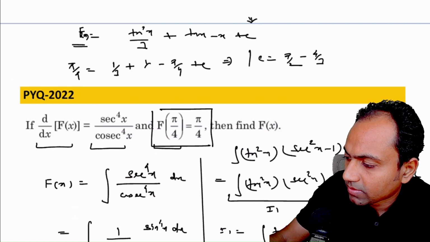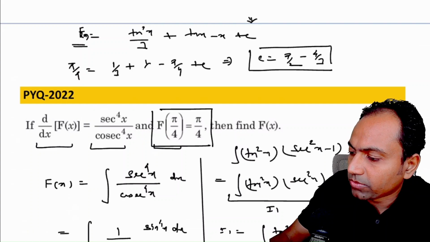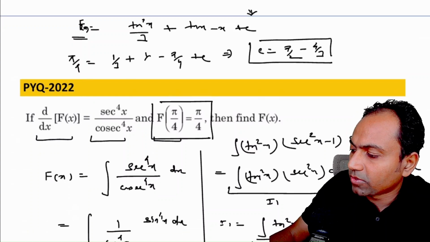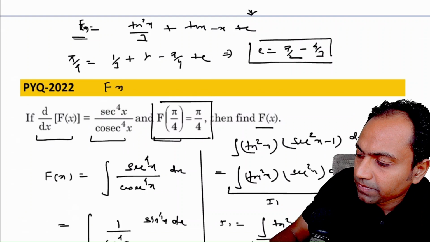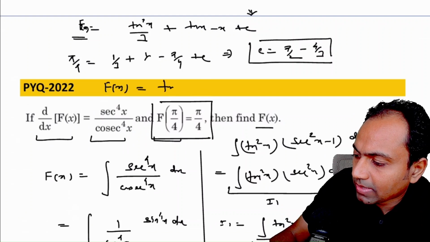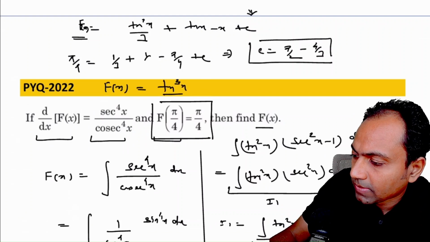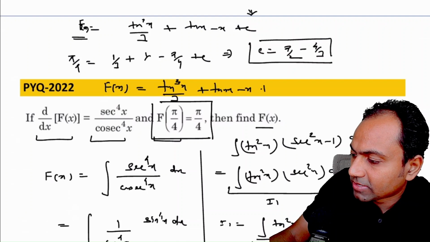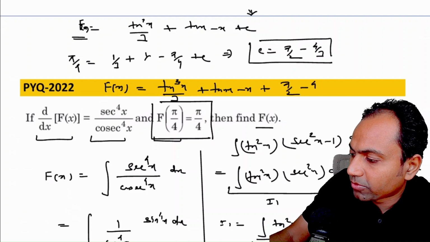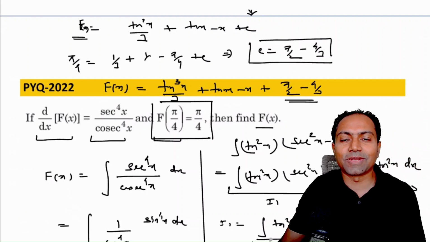Once you have got this value, our next step is to find the value of f(x). We have got the f(x). f(x) becomes tan cube x by 3 plus tan x minus x plus c, and c also we have figured out, pi by 2 minus 4 by 3. And this becomes our answer.